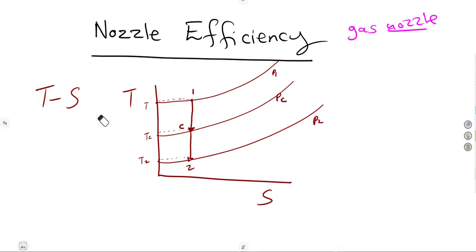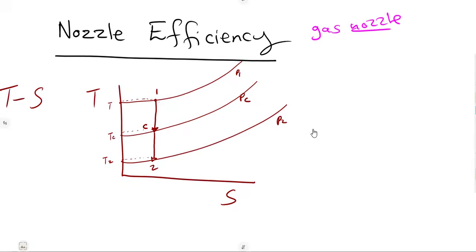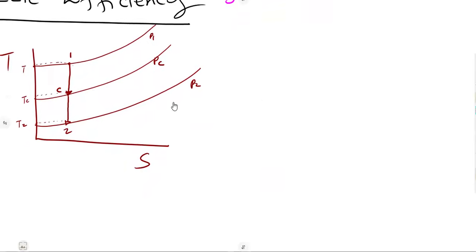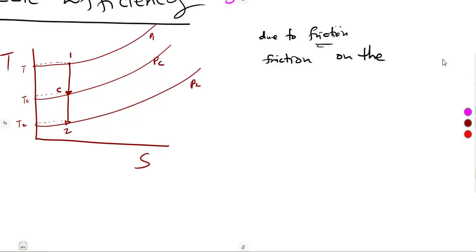But due to friction, we are going to see the diagram affected. Let's see what's going to happen now. Due to friction, the first part that can be affected is the diverging part only. So let's say friction on the diverging part.